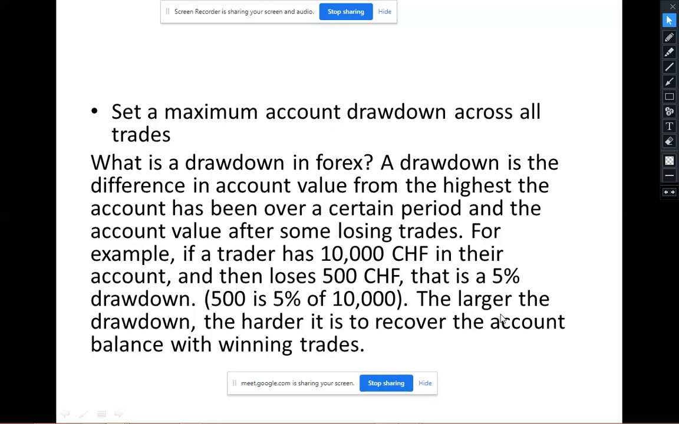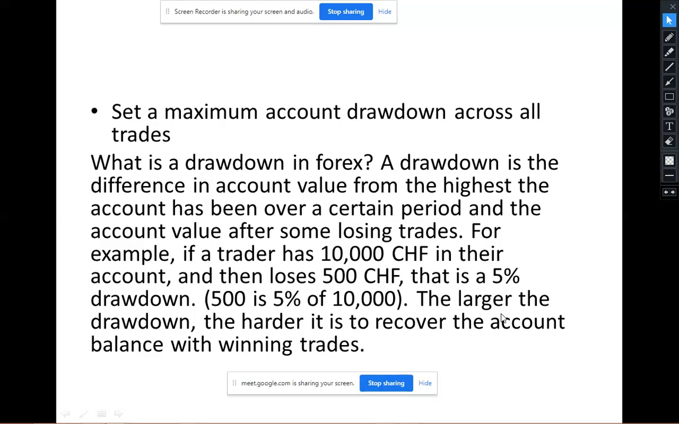Okay? So the larger the drawdown, the harder it is to recover the account balance with winning trades. So set a maximum account drawdown that today I want to risk. I want to lose 10% of my account. Today I want to lose 20. Today I want to lose 5. I want to lose 1. I want to lose 2.